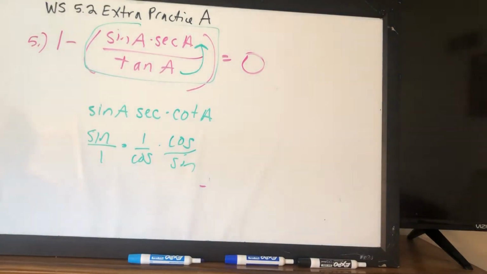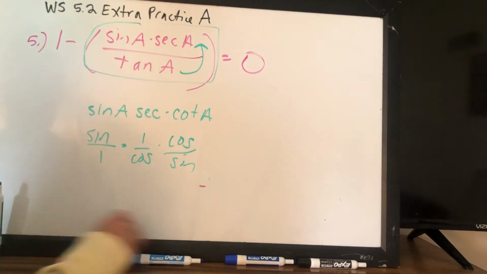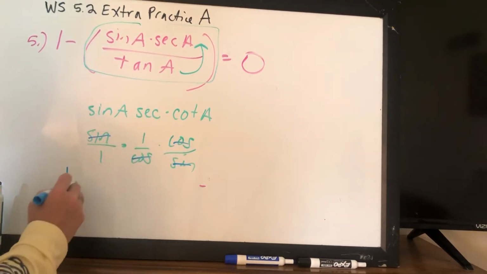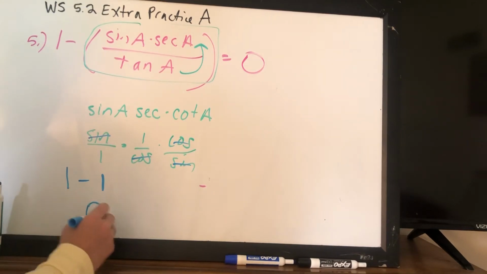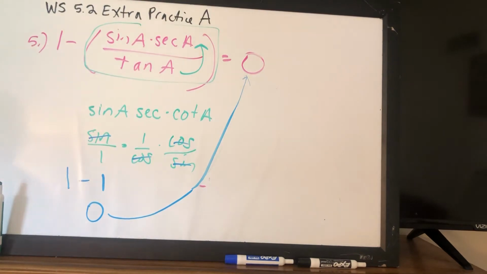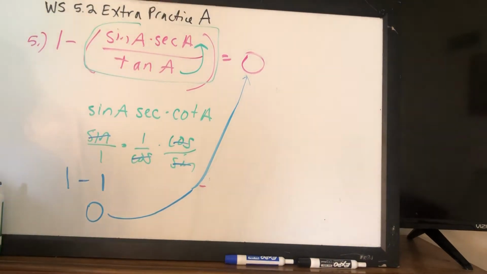Now, what cancels? The sines cancel. Cosines cancel. This is 1. What is 1 take away 1? 0. Again, the work needs to be there. So that was number 5.